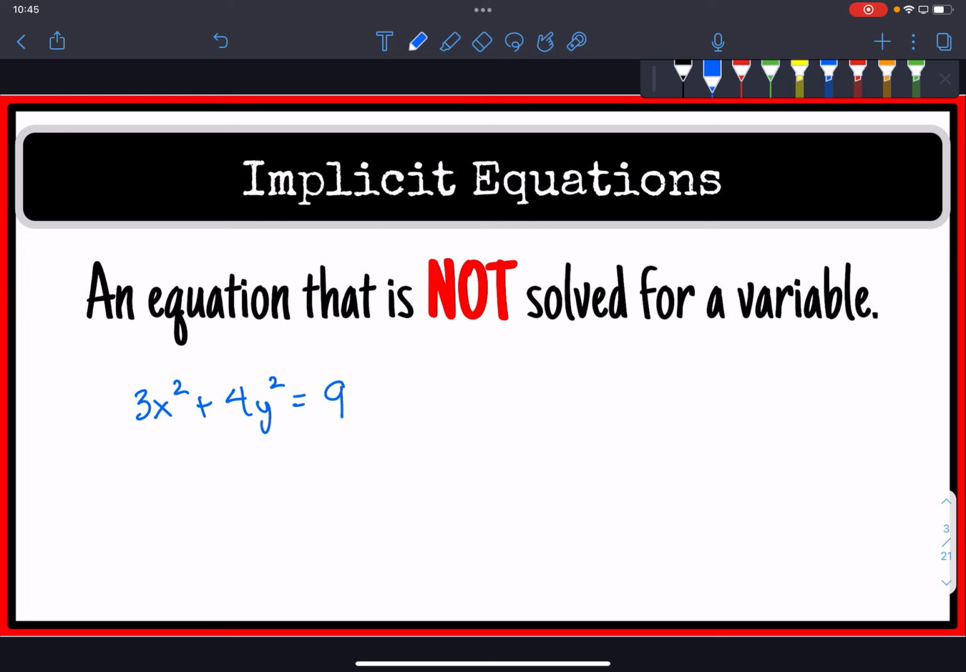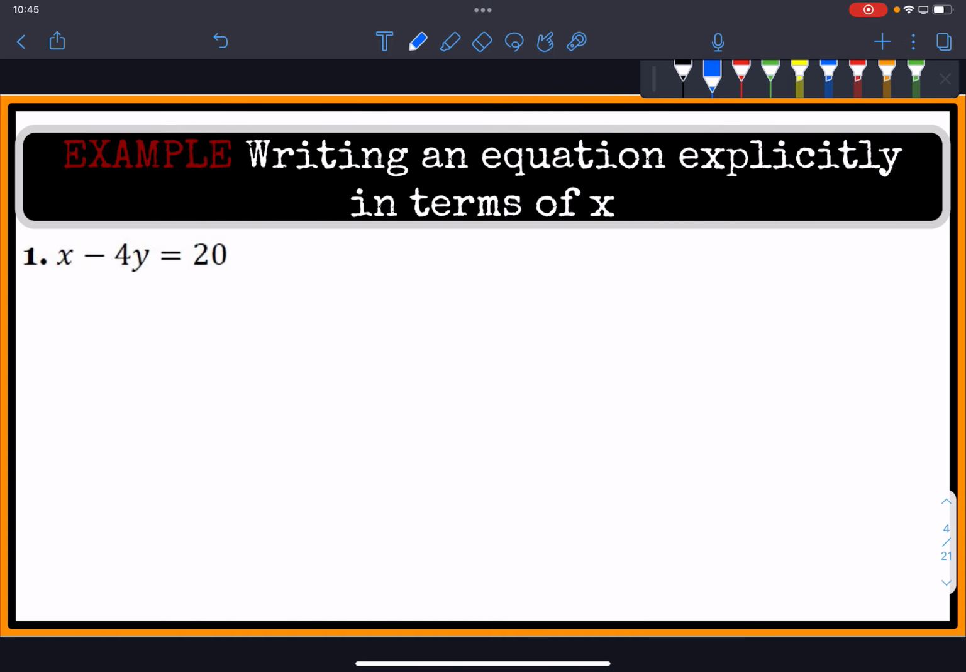So what we're going to be working on right now is how to write an implicit equation as an explicit equation in terms of x, meaning we're going to write it with x as the variable. So we'll be solving it in these situations for the variable y. So we begin with our first example.